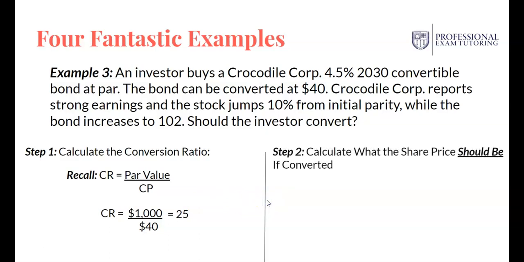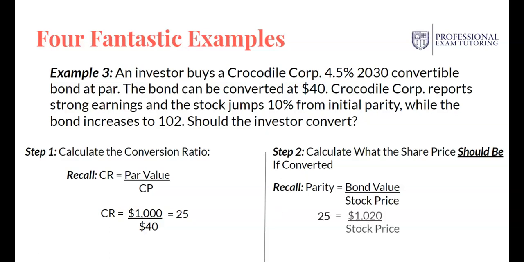Okay, the next step, calculate what the share price should be if it gets converted. So remember again, we have our formula that can figure out, if we know the parity value, which is the conversion ratio, then we can just substitute in the bond value and the stock price we have in order to get one or the other.